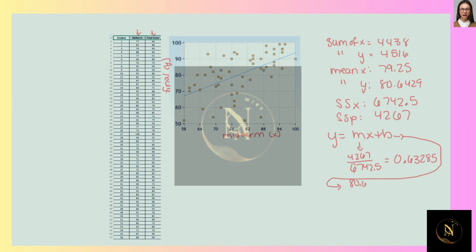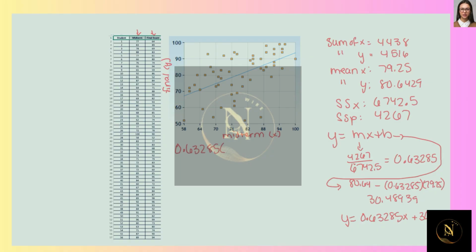Then to get b, I'm going to take 80.64, that's your mean of y, and subtract from it your m, which is 0.63285, multiplied by 79.25. Okay, and I'm going to get 30.48939. So my equation would be y equals 0.63285x plus 30.48939.